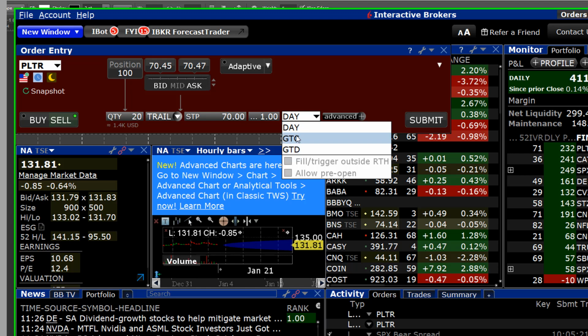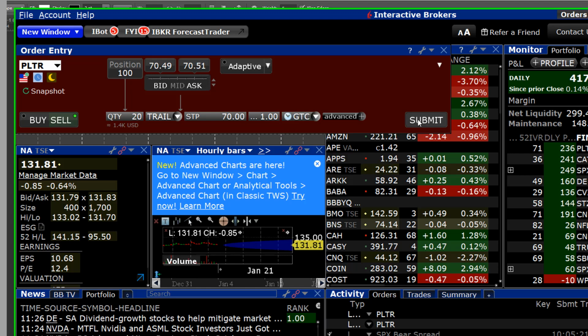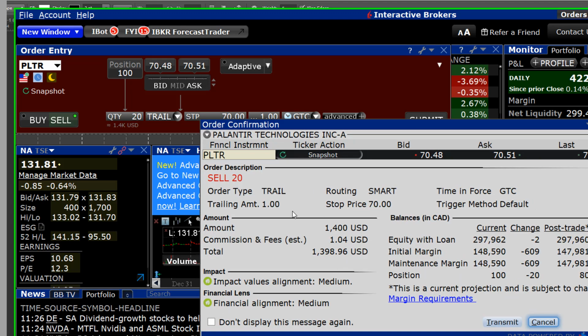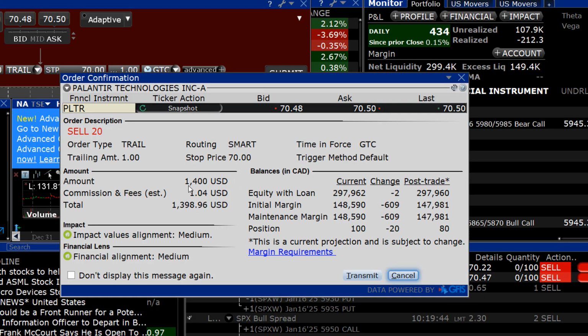And then for the duration, I'm just going to say good till cancel, and then I will submit my order. Here it's saying if it gets filled, at least right now, the proceeds will be $1,400. But again, if the trailing stop goes up because PLTR has gone up, then the amount I make can be more. And this is why your upside is not limited. So I'm going to submit that.